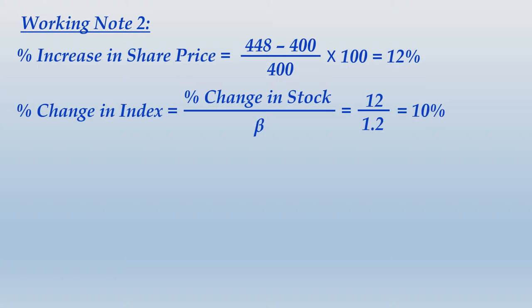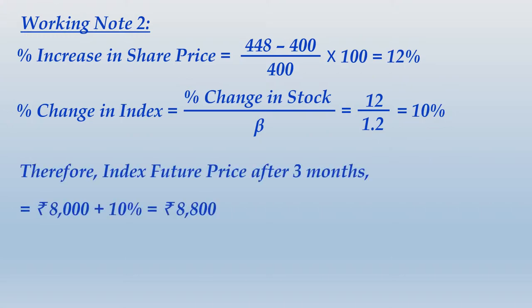So that is 10%. Because the share price has increased, the market index future will also increase, but the increase will be only by 10%. So look at the significance of beta over here. If the index is increasing by 10%, your stock will increase by 1.2 times of 10%. That is how it is 12%. So inversely, if this is 12 and this is not known, 12 divided by 1.2 would give you 10%. So index future price after 3 months will be 8000 plus 10%, that is 8800. Take screenshot of this working as well, and then we move ahead.